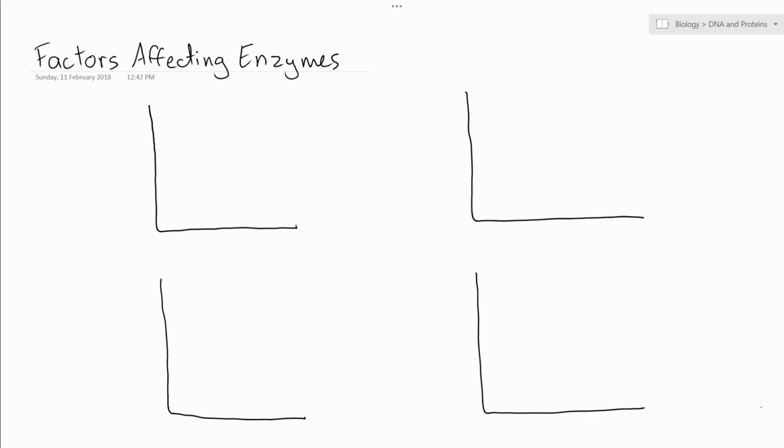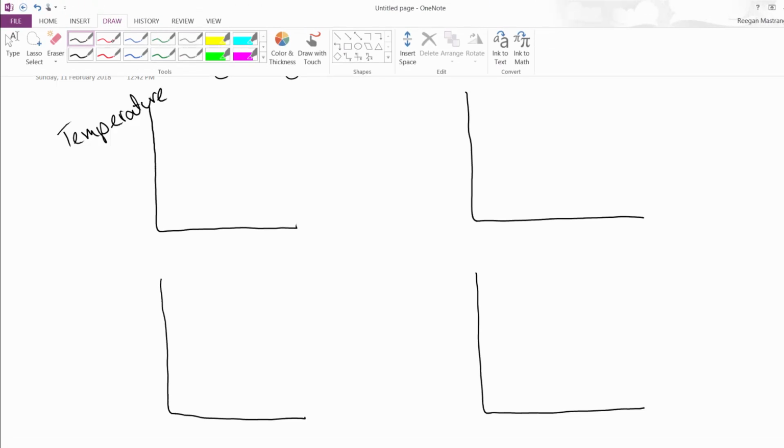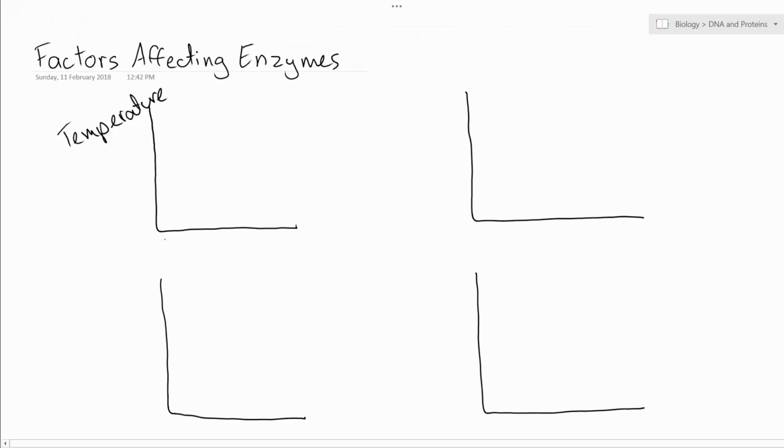There are many different factors which affect whether enzymes are able to work at their optimum rate. And the first one we'll take a look at is temperature. So I've got a few graphs here which I'll use to try and illustrate the different effects of these things on enzyme activity. Right, let me label the graph first.